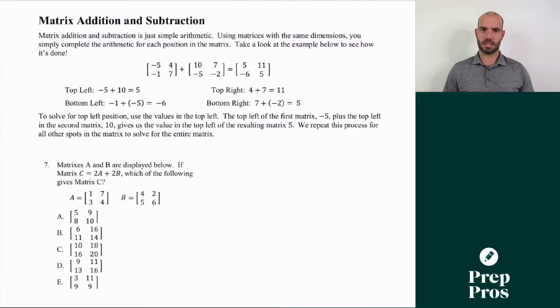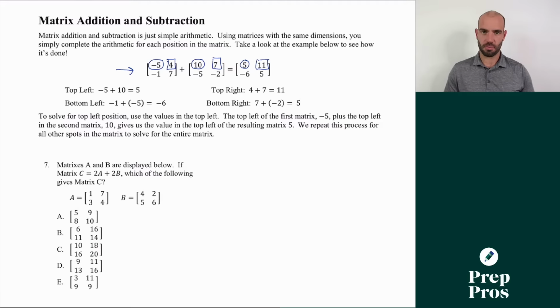Let's start with matrices. Matrix addition and subtraction is one of those topics that tons of students get confused on in the ACT, but it's actually super easy. It's just basic arithmetic. You just have to stay in the same place in the matrix. So as an example here, if I'm adding these matrices, look top left to start. -5 plus 10 gives us 5. What about top right? 4 plus 7 gives you 11.